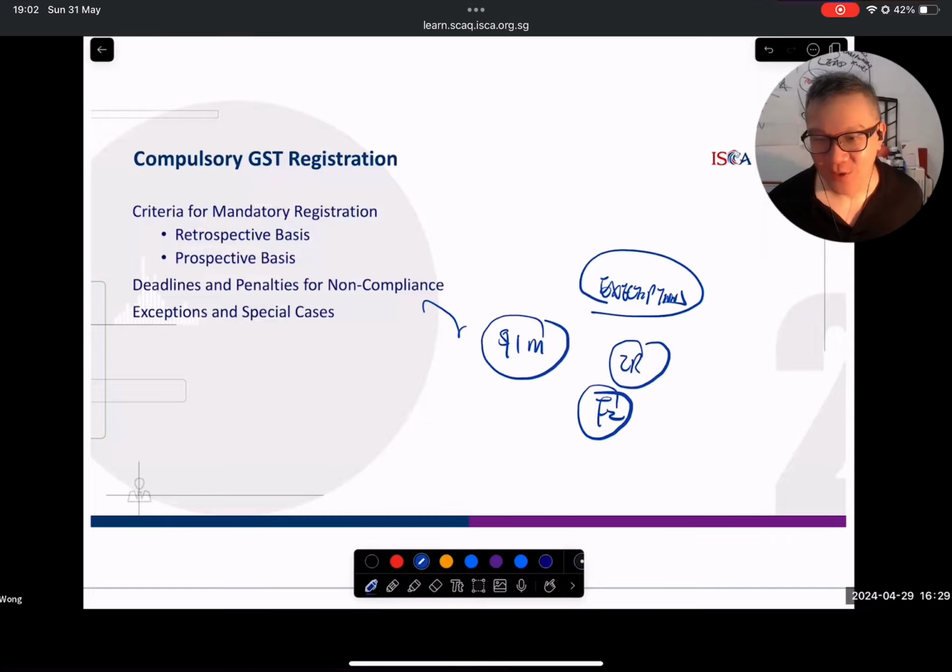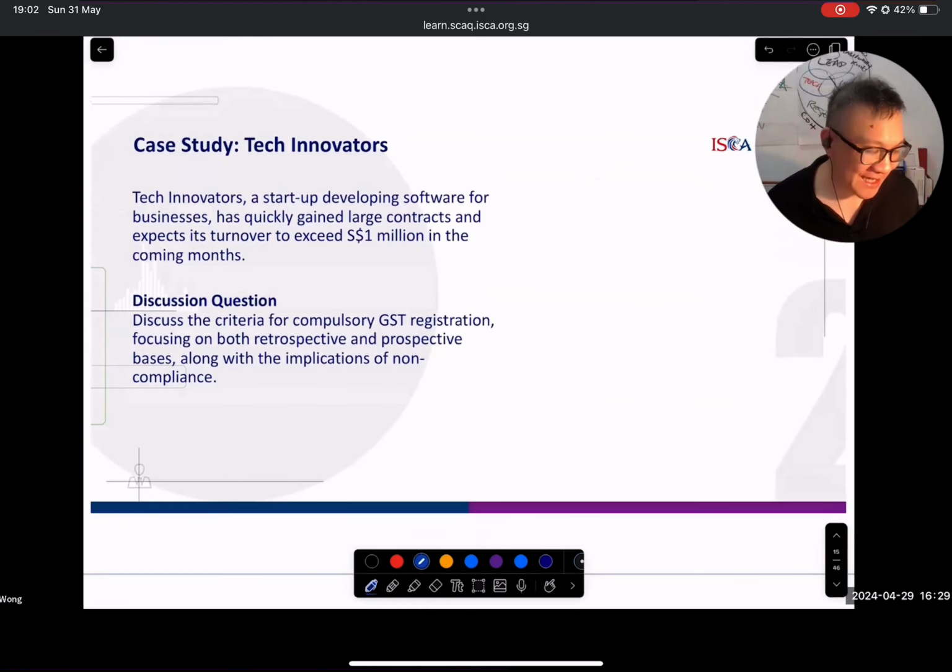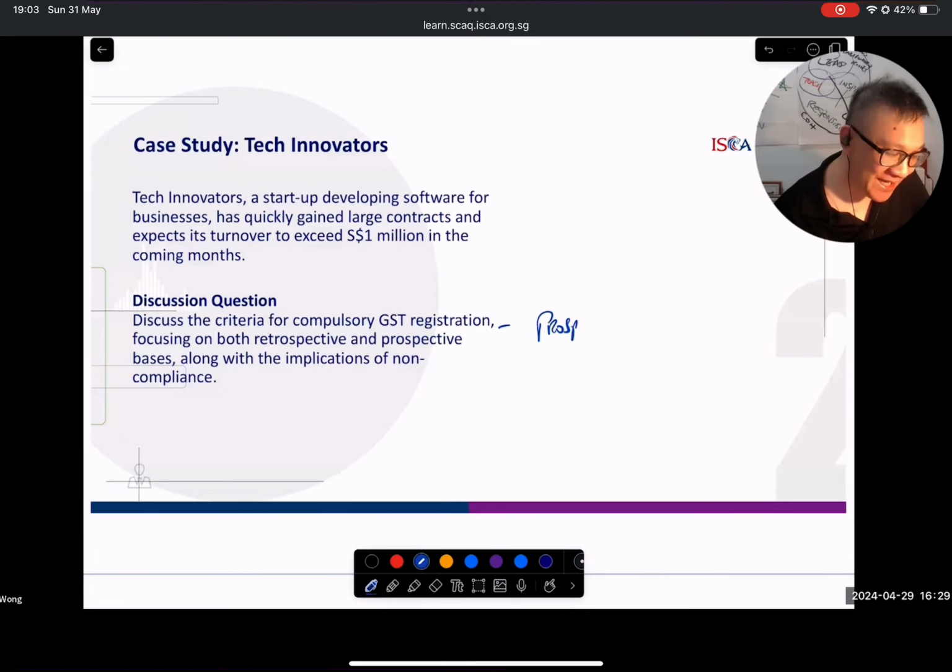All right, so the next thing I would like to talk about, let's talk about a case study here, Tech Innovators. This is a software developing company that has quickly gained large contracts and expects its turnover to exceed $1 million in the coming months. So number one, is that retrospective or is that prospective? Right? It is going to exceed, not yet. So it is a GST registration under the prospective basis. Okay, so number one is prospective. It's pretty easy to see because it's looking forward, or forward-looking.